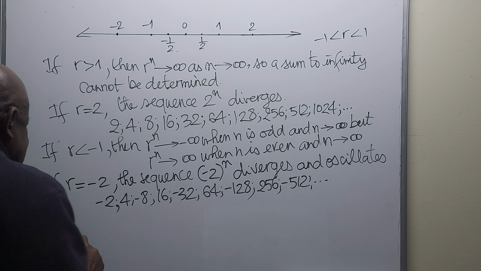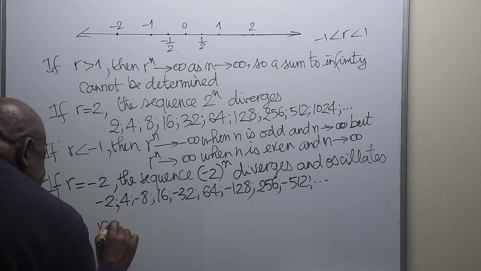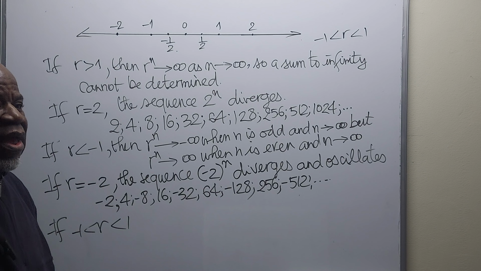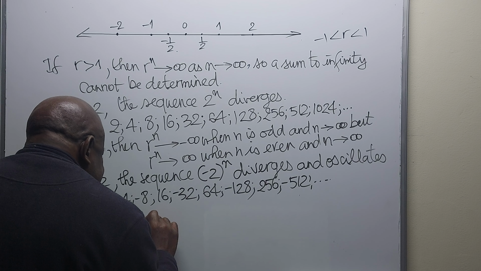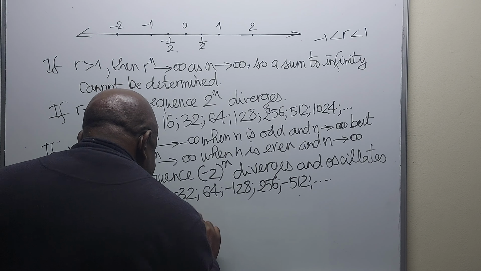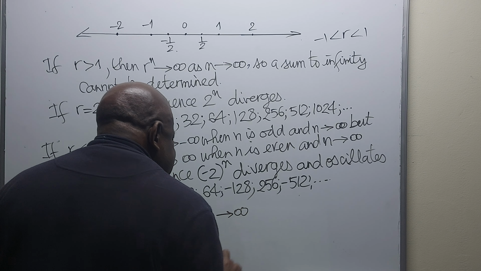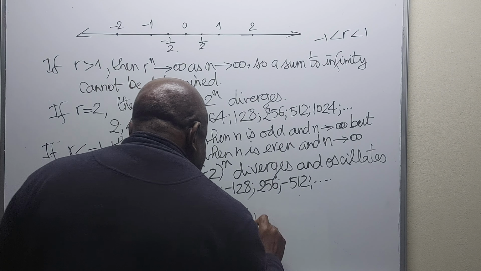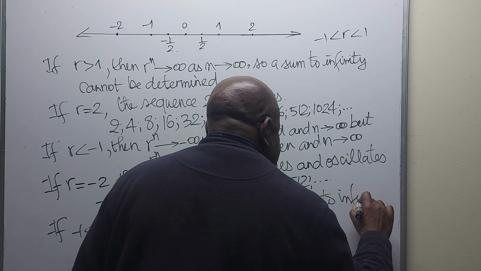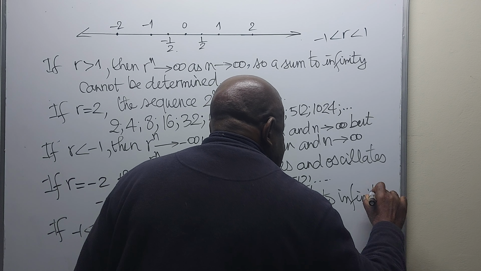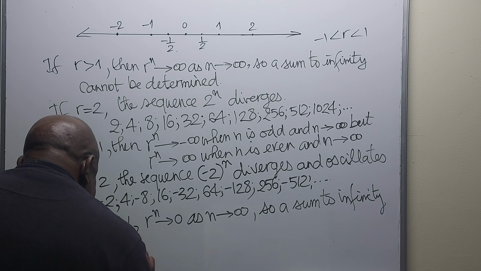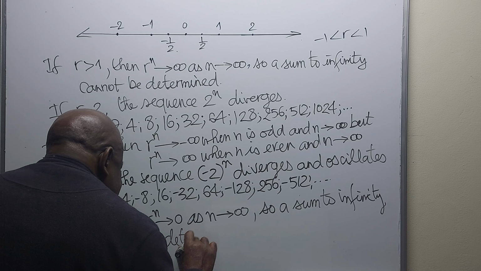Now, let's consider the case where our common ratio is between -1 and 1, as r to the power n tends to 0 as n tends to infinity. So a sum to infinity can be determined in this case.